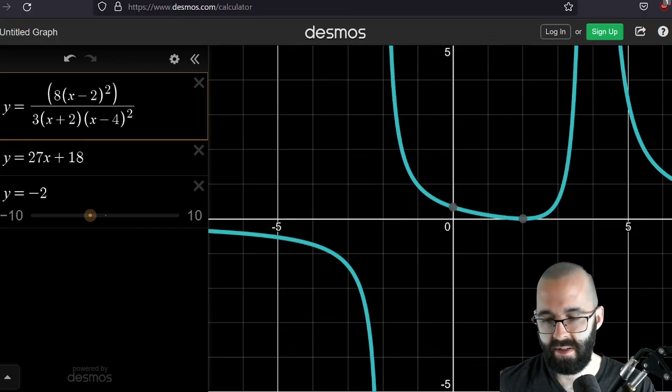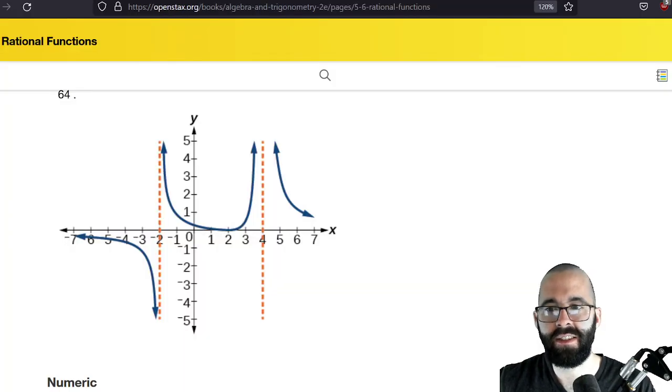Does this look... Oh, wait, this looks really good, right? Look how similar these look. That makes me feel pretty confident in our guess.